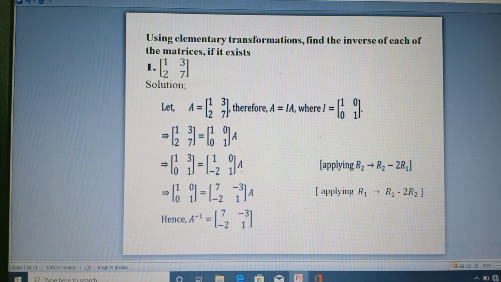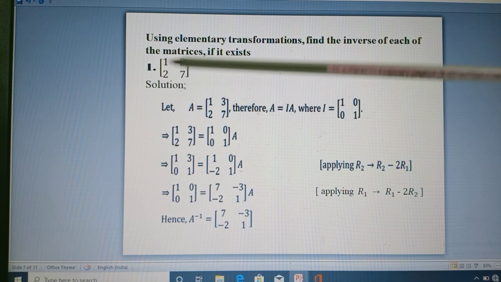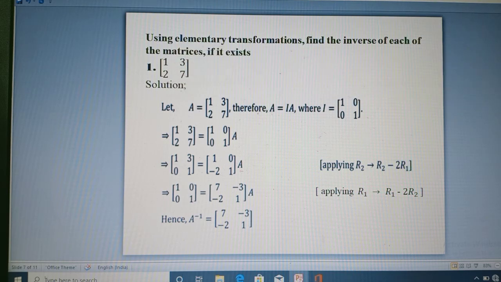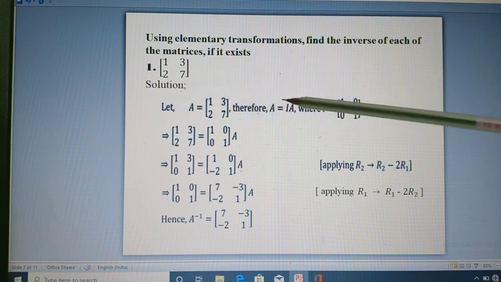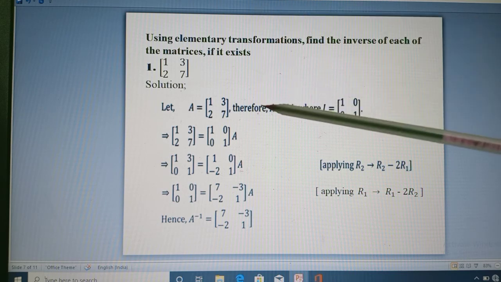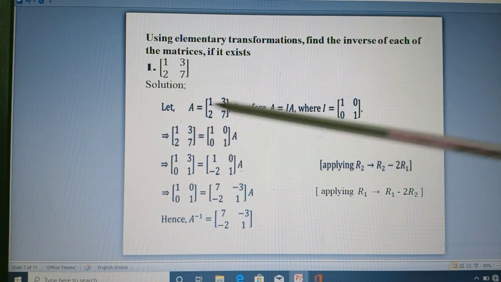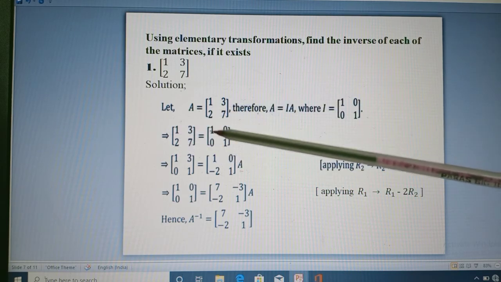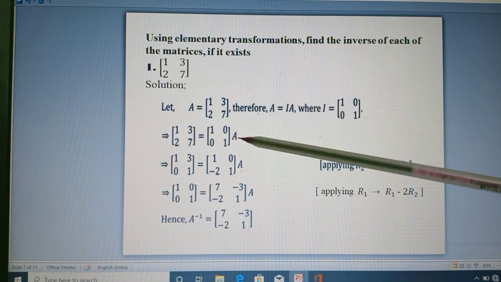Using elementary transformation, find the inverse of each of the matrices if it exists. The question is: first column 1 2, second column 3 7. So students, we are going to do this using row operations. When you do the row operations, we should write A equal to IA. So the matrix A is given as 1 2 3 7, and I is the identity matrix 1 0 0 1.